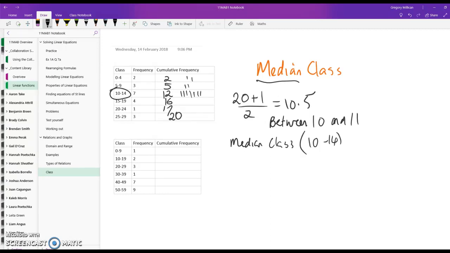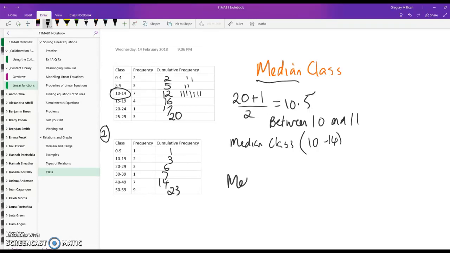Let's look at this second example, example number 2. So again, classes and frequency. So the cumulative frequency: 1, 1 plus 2, 3, 3 plus 3, 6, 6 plus 1, 7, 7 plus 7, 14, 14 plus 9, 23.